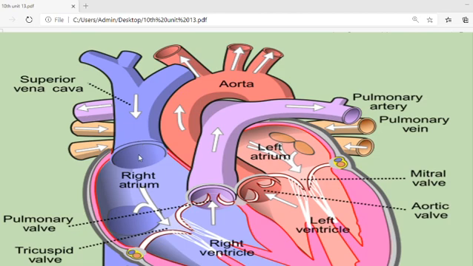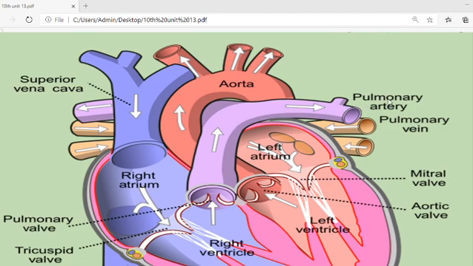When the right auricle contracts, the blood enters the right ventricle, and when the ventricle contracts, it moves to the pulmonary artery. The pulmonary artery divides into two branches, one going to the left lung and one going to the right lung. It collects impure blood and sends it to the lungs.